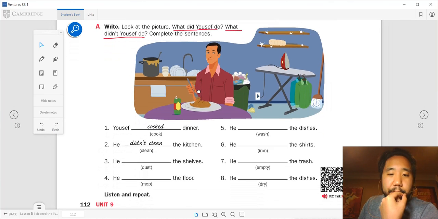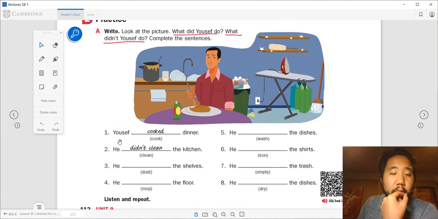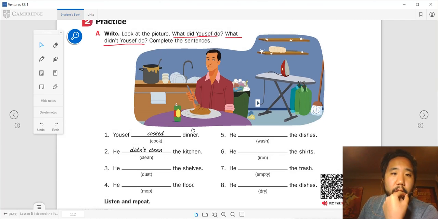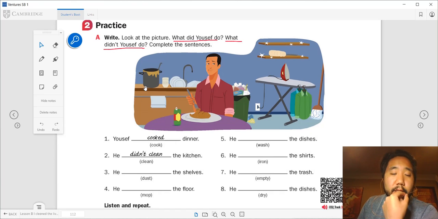So let's go over this. Number 1, Yosef cooked dinner, right? So he cooked the dinner. He made food in the past. That's why in this picture he's about to eat the meal. Number 2, the verb is clean, but he didn't clean the kitchen. Yeah, it's dirty. He has a dirty pot, and there are all these dishes that haven't been washed.